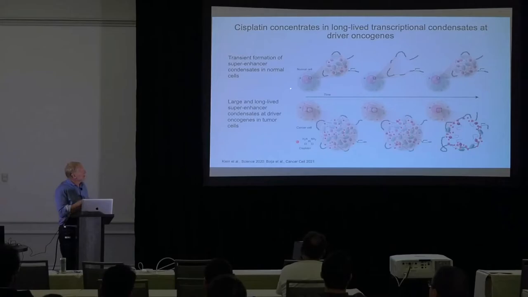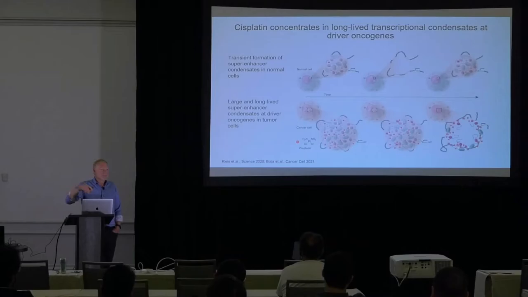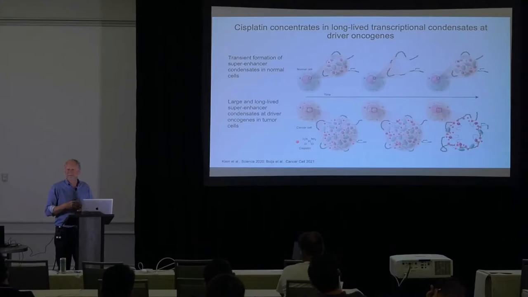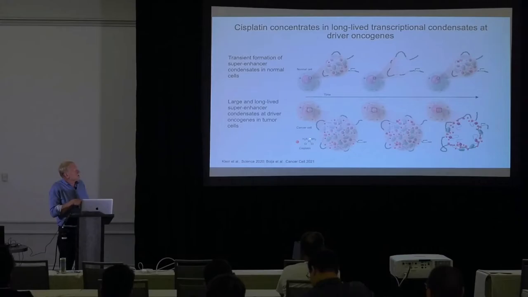And they form these condensates that have various lifetimes. So they appear and they disappear. In tumor cells, the oncogene drivers don't have super enhancers like this. They have super enhancers that occupy at least an order of magnitude more DNA. In some cases, for example, in the MYC locus, the driver super enhancers of MYC, which is the metastatic oncogene for those cells, can be as much as half a megabase of DNA, 500,000 base pairs, just spread with enhancer material. These condensates are much larger, much longer lived.